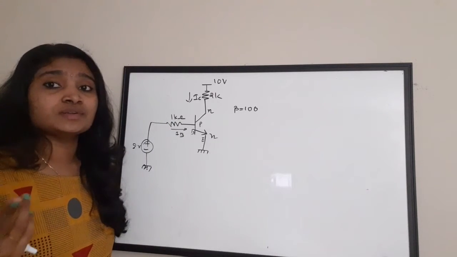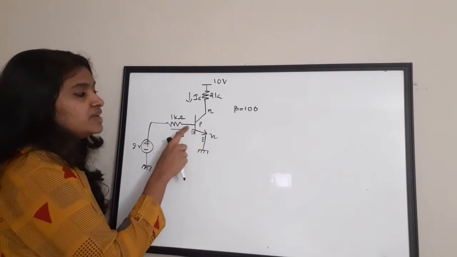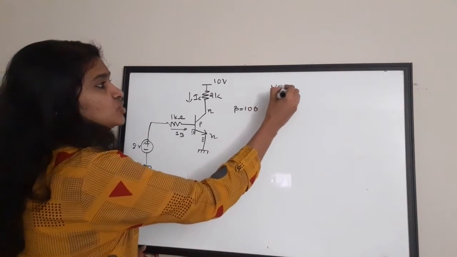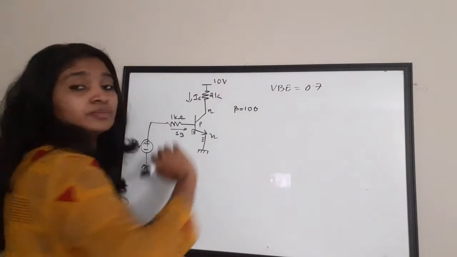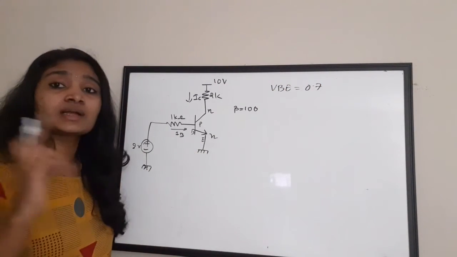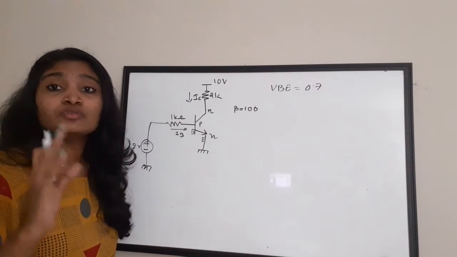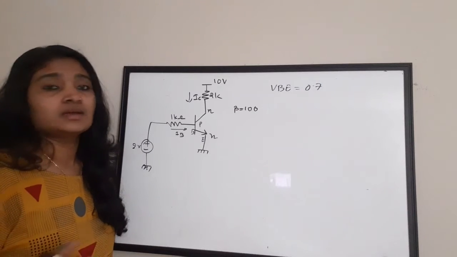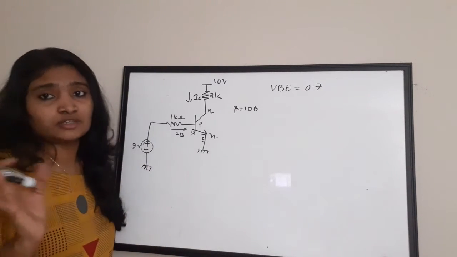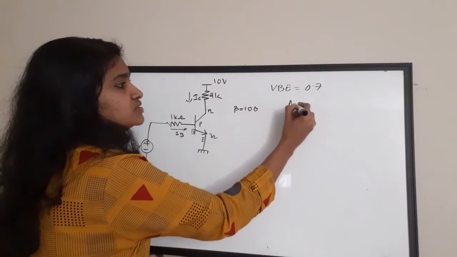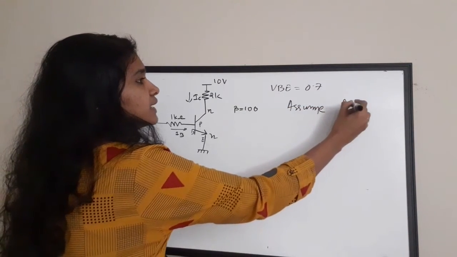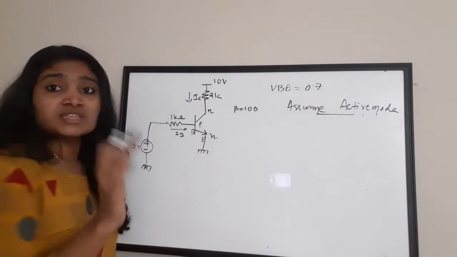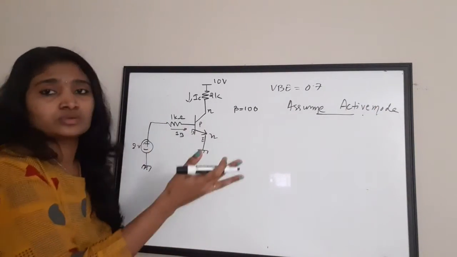So what is the condition for active mode? The base-emitter region should be forward biased and the voltage VBE should be equal to 0.7. The base-emitter voltage should come as 0.7 for the base-emitter region to be forward biased. That is one condition for active mode. So do this for all the problems: first assume it is in active mode, then check for that.